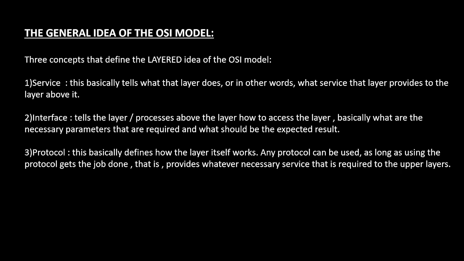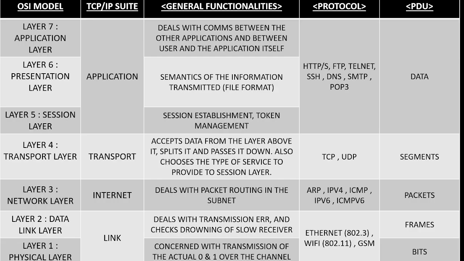So these three were the general idea which defines a layer in the OSI model: the service, interface, and the protocol. Moving on, I have made this very gigantic table, where the first two columns compare the OSI model and the TCP IP suite.